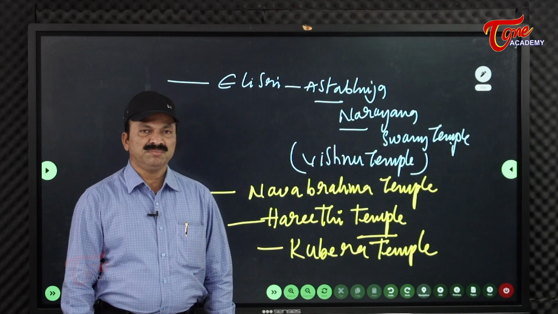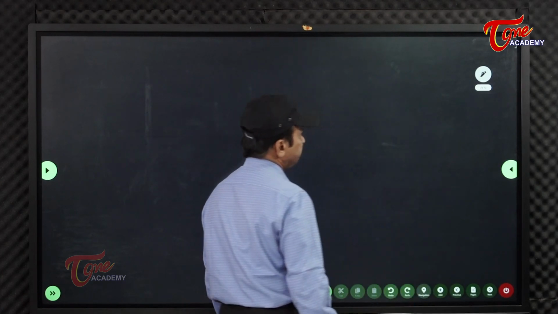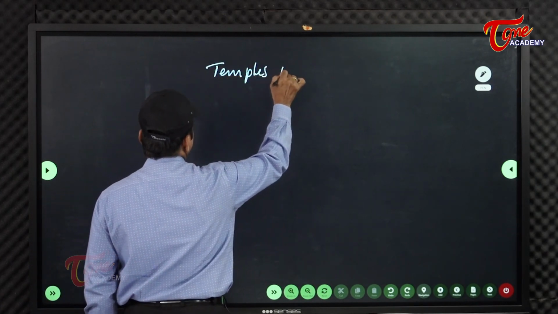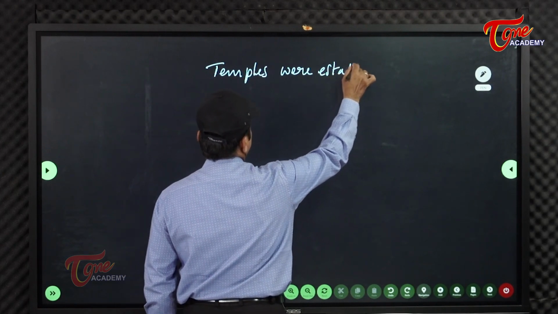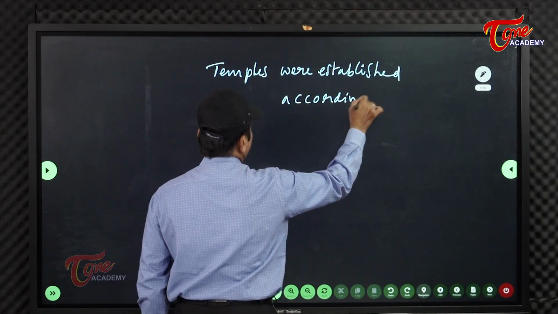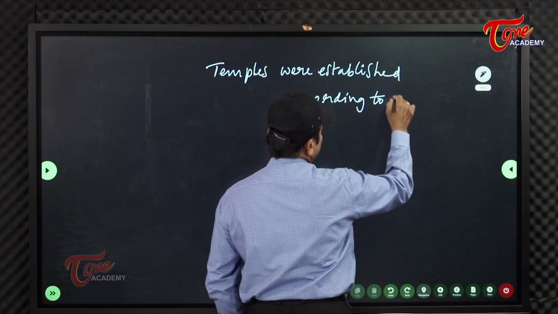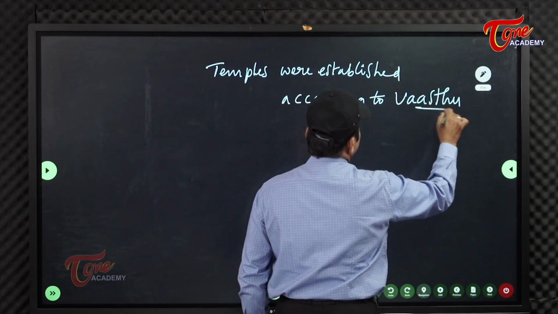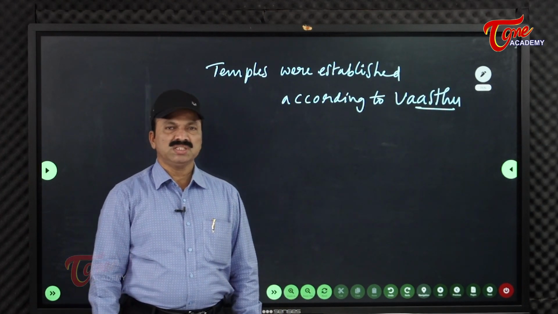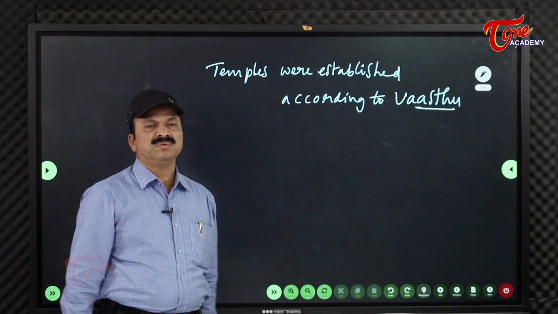Mainly temple architecture developed according to Vastu. These temples were established according to Vastu. Previously it was not like that. For example, in the Satavahana period, the oldest Shiva temple at Gudimallam in Chittoor district was not built according to Vastu, but later, in the modern period, it was developed according to Vastu.